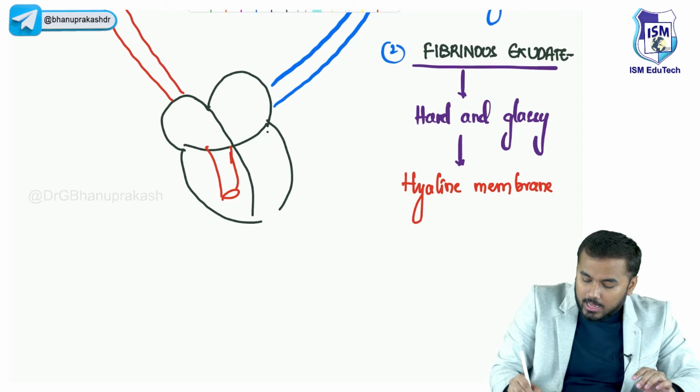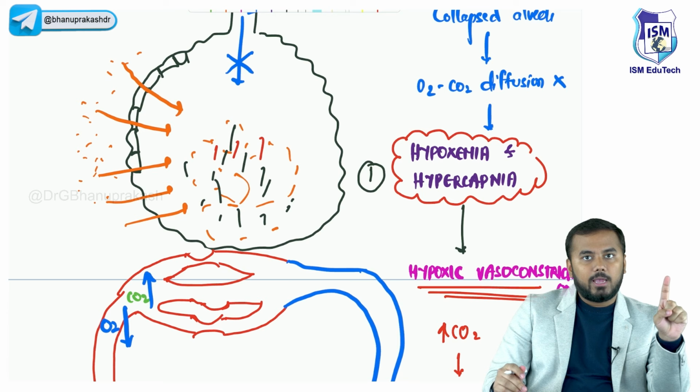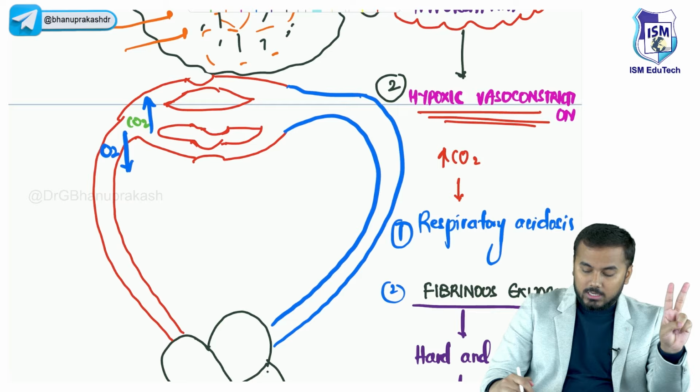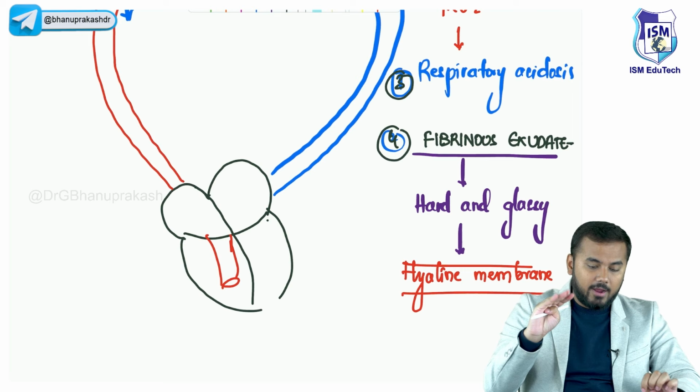Okay. So I hope, guys, you understood the pathophysiology. You only need to remember a few points. First point is hypoxemia, hypercapnia. Because of that, the second point is hypoxic vasoconstriction. Third point is respiratory acidosis. And the fourth important point is fibrinous exudate. So these are the 4 important points which you have to remember.